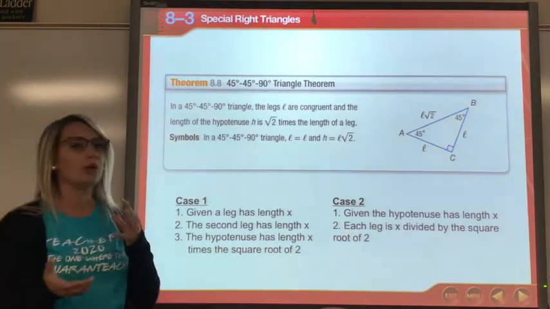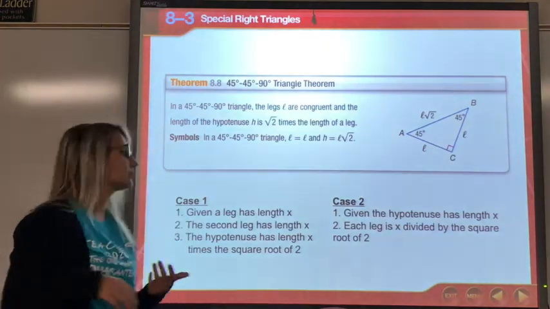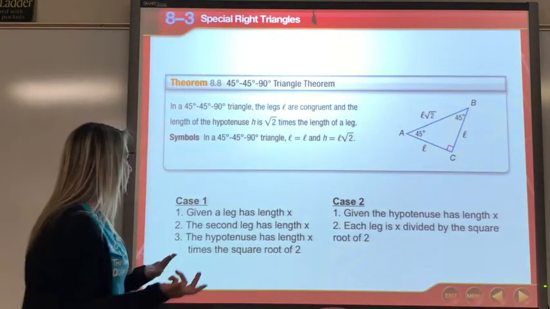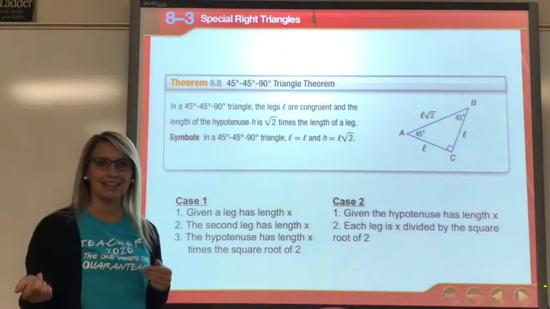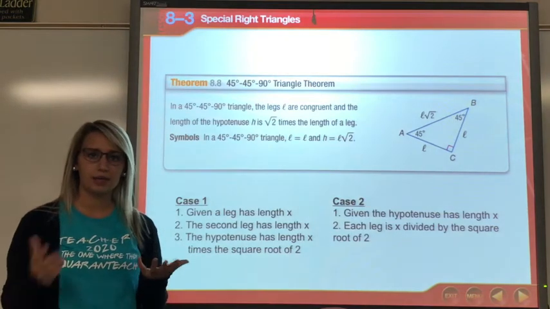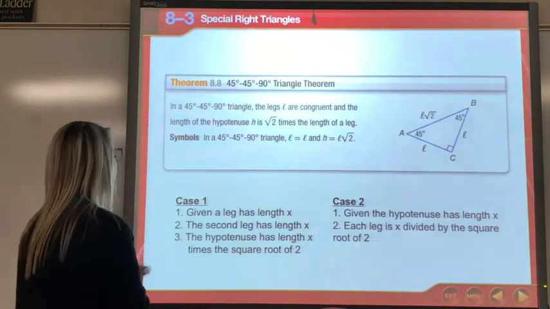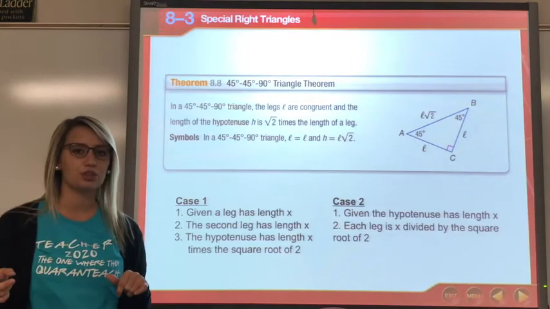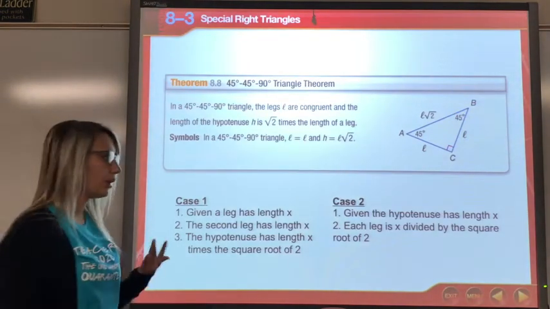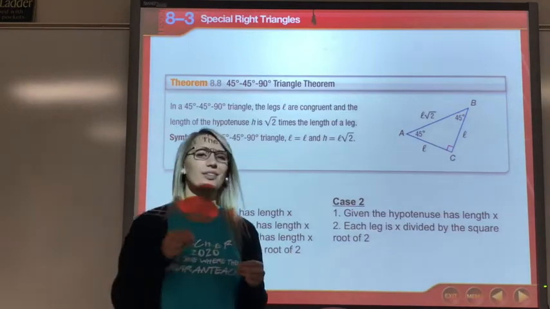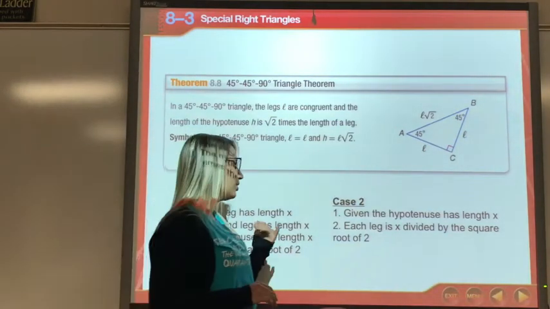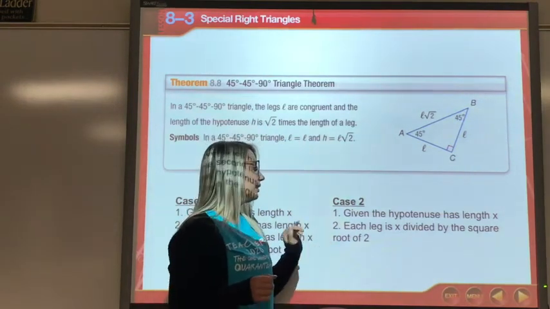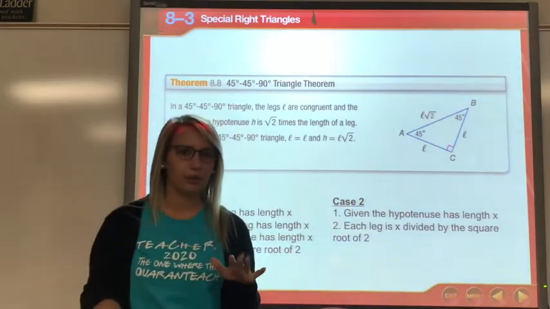Okay? So when we're solving these, we're going to have two different cases. Case one is that we're given the length of a leg, say it's x. Well, step two, we know that the second leg is also going to be whatever x is because it's an isosceles triangle. They'll be the same. Now, to find the hypotenuse, it has the length x times the square root of 2, so it would just be x root 2. Now case 2 is if we're given the hypotenuse first. So say the hypotenuse has length x, then each leg is x divided by the square root of 2.